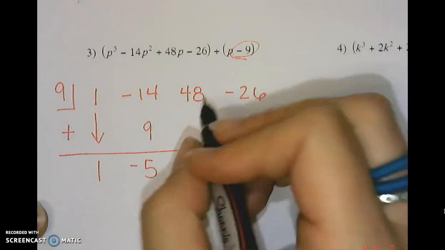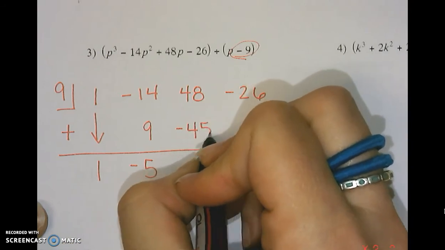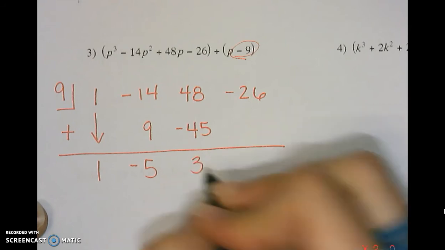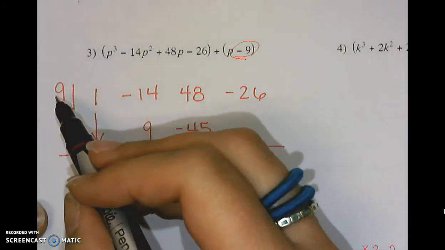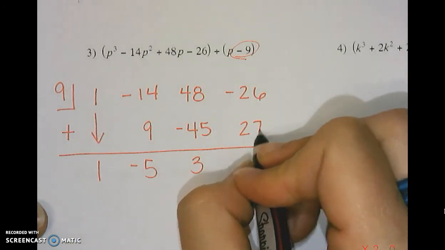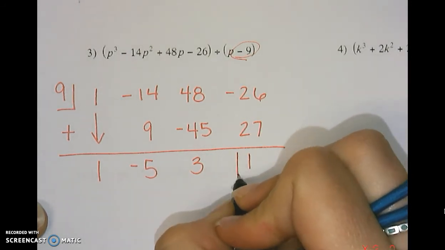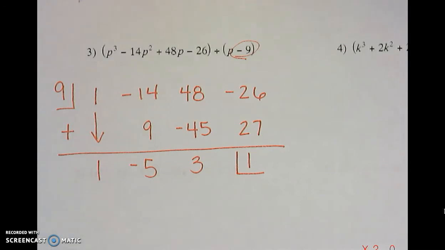9 times negative 5 is negative 45. 48 plus negative 45 is going to be 3. And then 9 times 3 is 27. Negative 26 plus 27 leaves me with 1. Notice all these have remainders, and that's okay. That's okay if they have remainders.